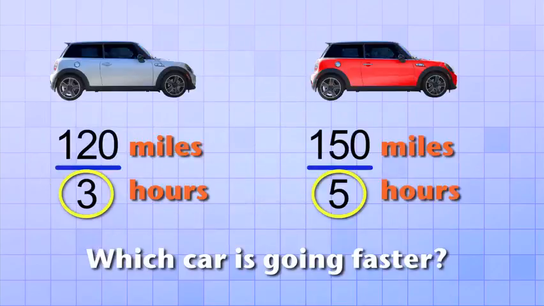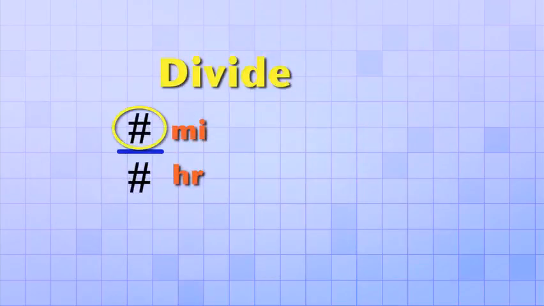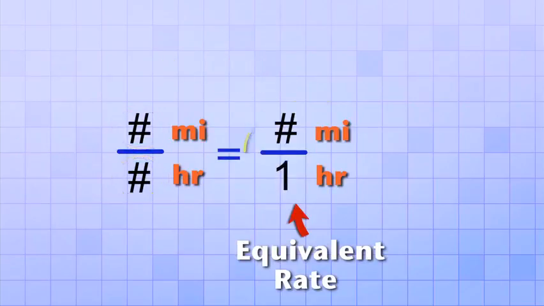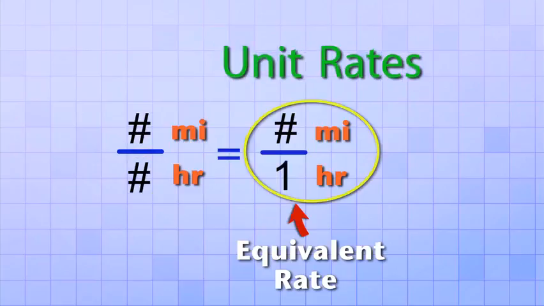Fortunately, it's really easy to change a rate so that it has 1 as the bottom number. All you have to do is divide the top number by the bottom number. The answer you get is the top number of the new equivalent rate, and the bottom number is just 1. Rates like this are called unit rates because unit means 1.